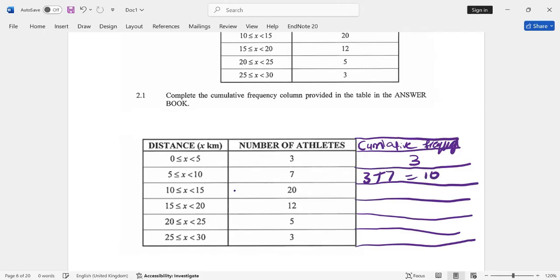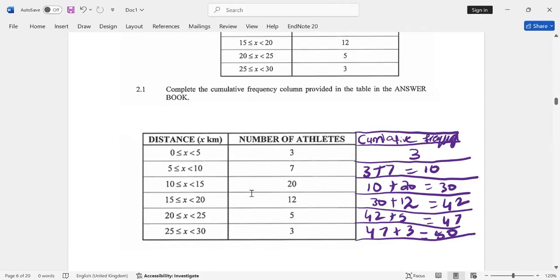Okay, I'm taking this 10 plus this 20, that is equals to 30, and this 30 plus this 12, we got 42, and this 42 add with this 5, we got 47, and this 47 added to this 3, and we have a 50. Okay, so all the values must be correct for all the cumulative frequency. All right, so we have to record it at the upper limit of each interval. This is the required thing that we have to find out in this question.